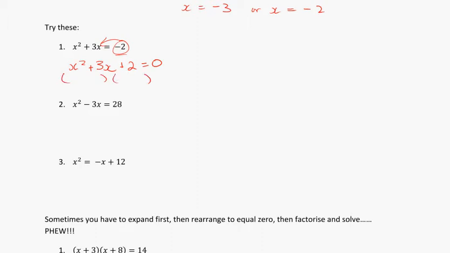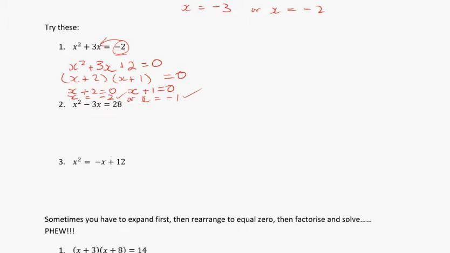Factorise. What two numbers multiply to give 2? They're both pluses, and so the only solution is 2 and 1. Only factors. And so we get x plus 2 is 0, or x plus 1 is 0. So x equals negative 2, or x equals negative 1. And there are our two solutions.